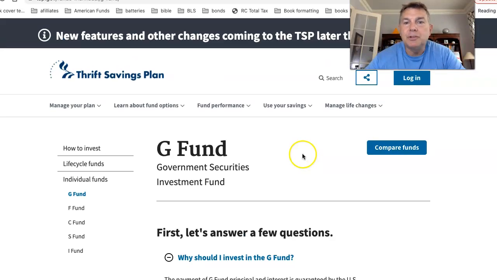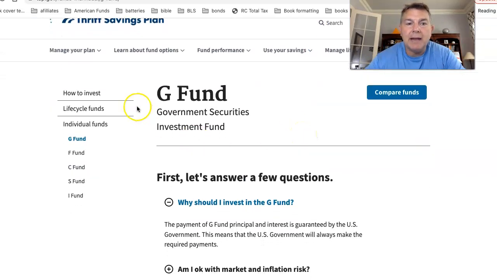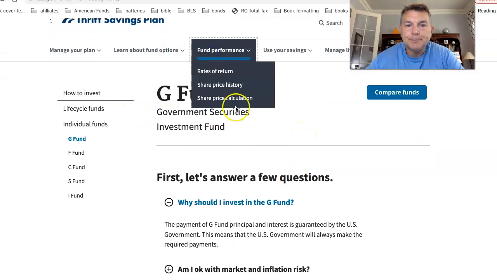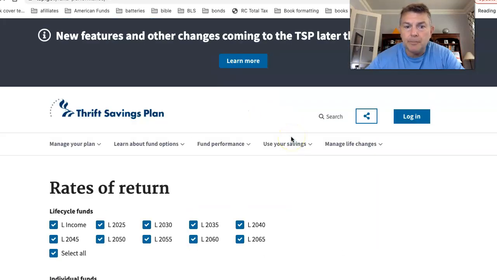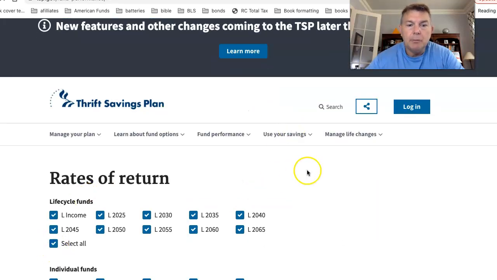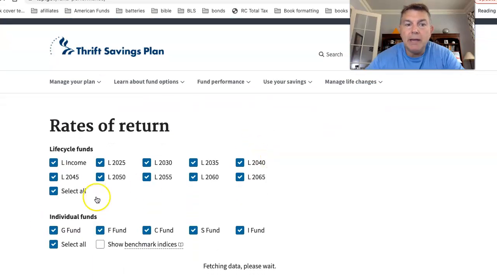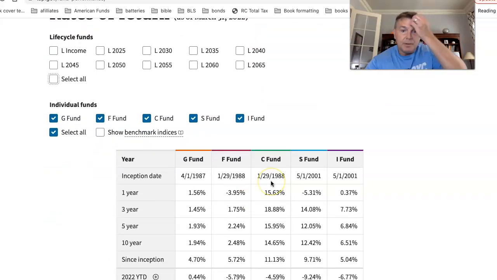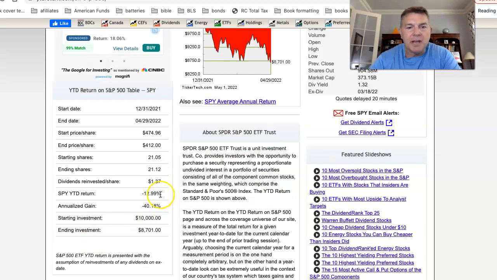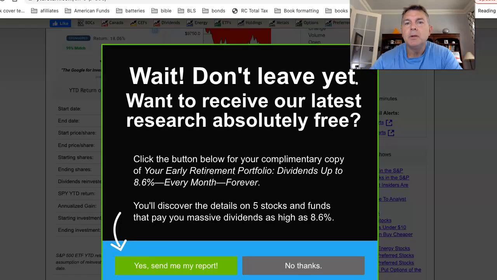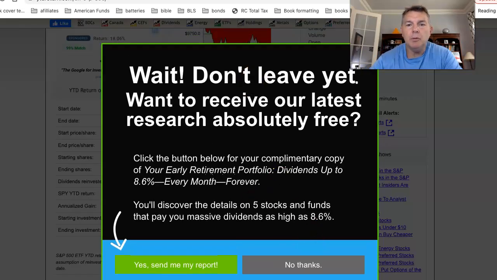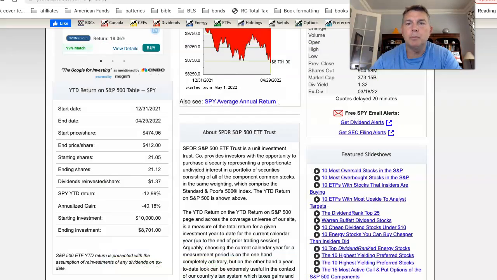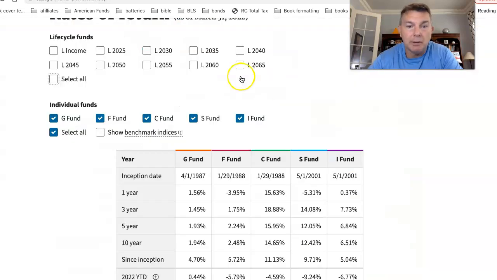But anyway, let's talk about the G Fund because we know for a fact, if we go to fund performance, we go to rates of return, I'm telling you, we're going to see that the G Fund has made money this year when everything else is getting crunched. In fact, let's tell you what the S&P 500 year-to-date is. S&P 500 is down about 13% year-to-date. Look at that, 13%. All right, so going back, don't leave. I don't want your stupid book. I don't want your stupid research. I'm just joking. They might be good. I don't know. I don't care.